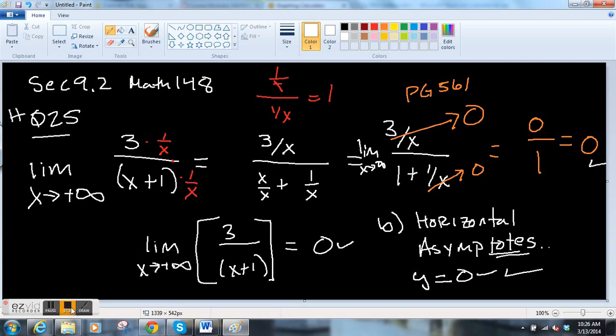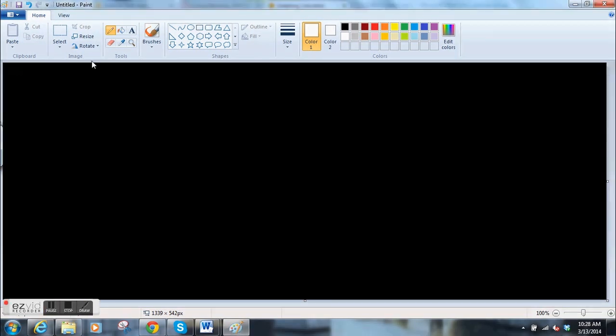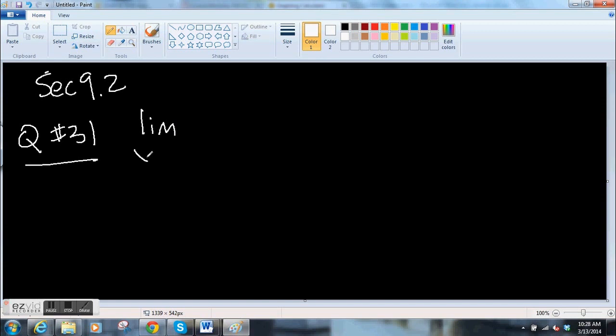And now I will also look at a question. I'm trying to find one that's a little bit different. How about 31? Section 9.2, question number 31. Still looking at evaluating the limit and finding that asymptote.